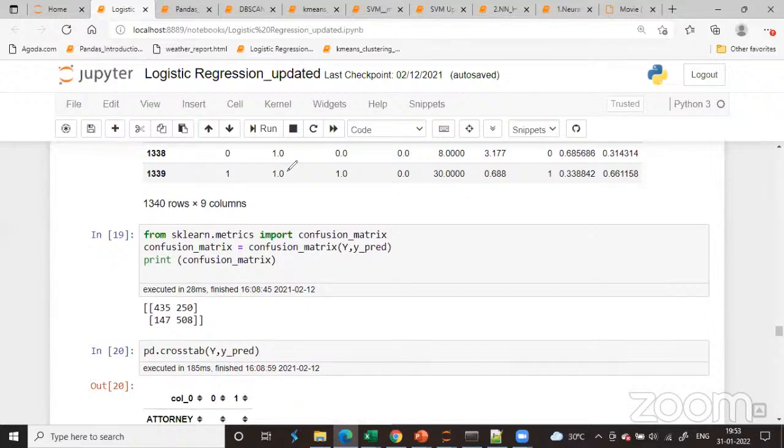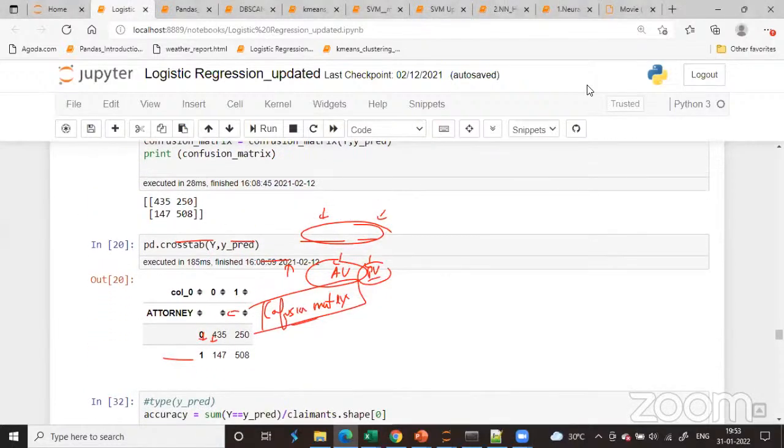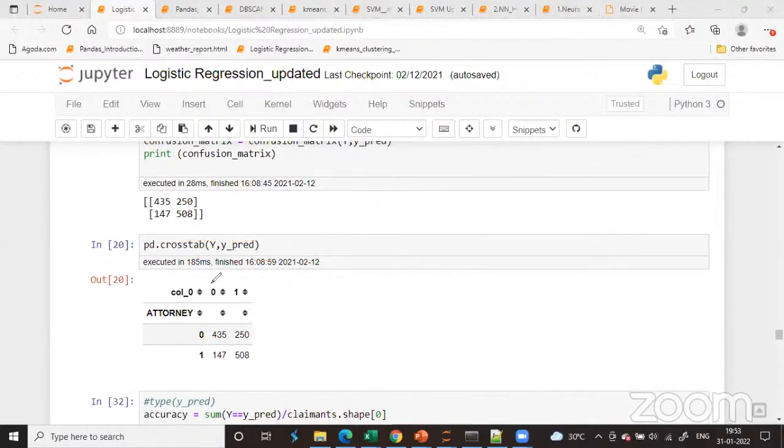Now, confusion matrix. From sklearn.metrics, import your confusion_matrix. Apply it on your actual values and predicted values, and you get your confusion matrix. You can also apply the crosstab function and get your confusion matrix. This is my confusion matrix. These are my actual values. These are my predicted values.